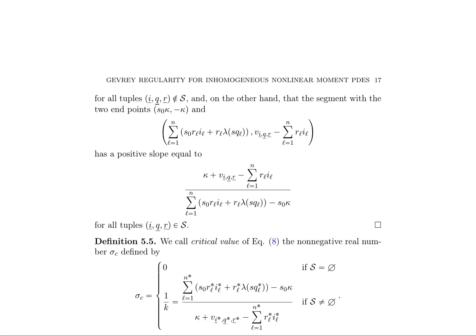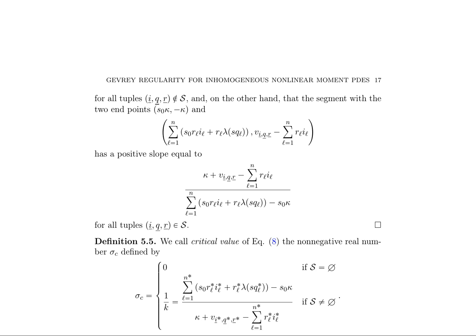The Gevrey regularity for inhomogeneous nonlinear moment PDEs is characterized by a critical value σc, a non-negative real number dependent on the set S. Specifically, σc is the smallest positive real number satisfying a specific inequality. This critical value is crucial in establishing inequalities, as presented in Proposition 5.6.